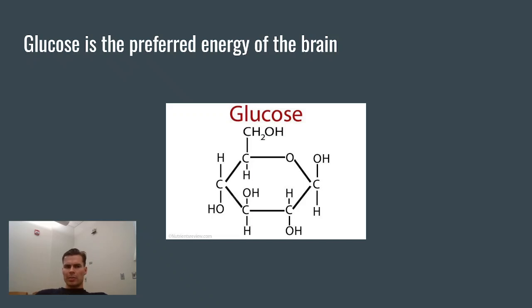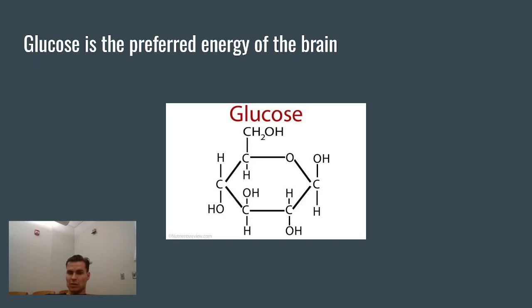Just for a little bit of background, glucose is the preferred energy of the brain. When we eat something that has carbohydrates, our body is able to metabolize it to glucose. The glucose monomers, as you can see here, enter our cells and are metabolized through glycolysis to produce ATP, and our cells have energy to carry out the metabolic functions that keep us alive. Glucose is very important for the brain.